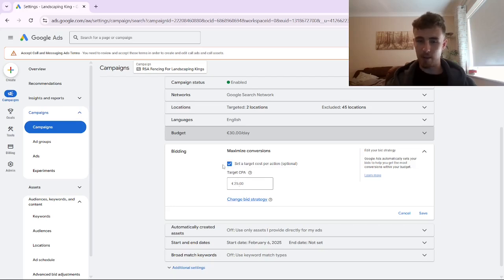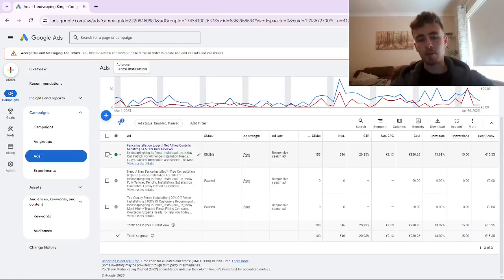But the target CPA we set at the beginning was actually closer to €40. But since we were able to just continuously optimize our campaign and bring down our actual cost per lead, we've been able to bring down our target CPA as well. And we'd expect to be able to bring this down even further the closer our actual CPA gets to around the €20 mark.